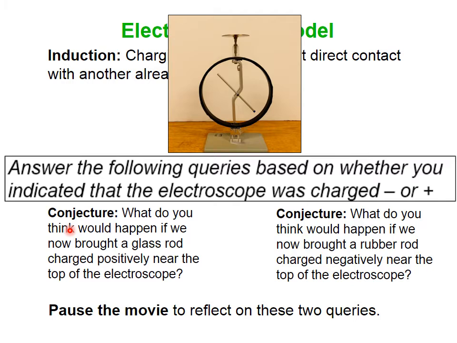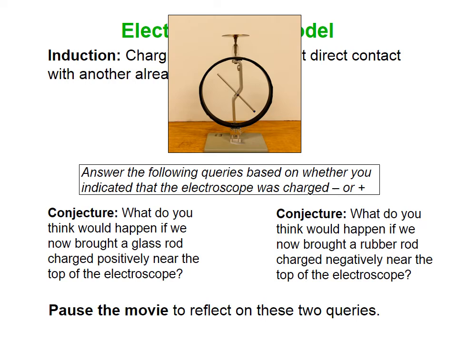However, if you instead thought the electroscope was positively charged, then what you should be answering is the conjecture, what do you think would happen if we now brought a glass rod charged positively near a positively charged electroscope? And again, what would happen if you brought a negatively charged rubber rod near this positively charged electroscope? When you answer these conjectures, first make sure you've made a statement of whether you believe the electroscope is negatively charged or positively charged, and then answer the conjecture based on that initial condition. Pause the movie, reflect on these two queries, and then we'll get back together and test.